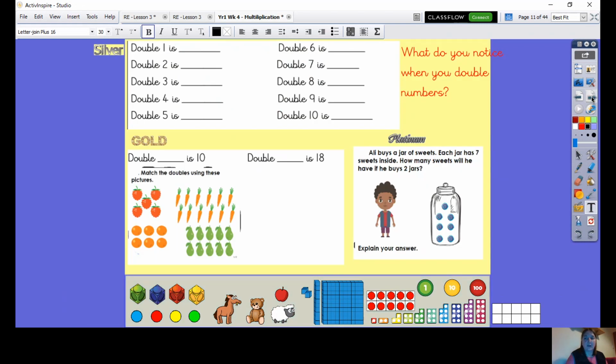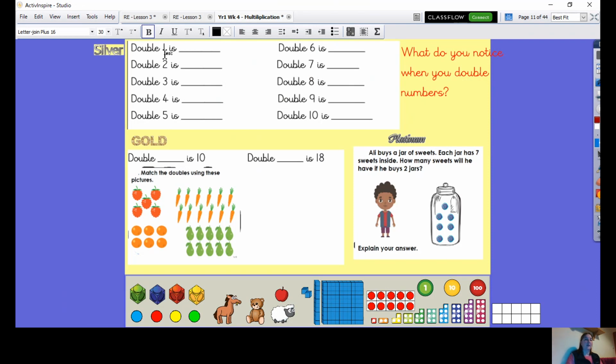So let's have a little look at your work this morning. There is quite a lot in the silver, so don't worry if you don't get onto the gold and the platinum, but the silver basically is just doubling all these numbers. Now, lots of you may already know that, and we'll whiz through that. If you're not sure, then get some objects and see if you can work out what double 1 is, double 2 is. Okay, so remember that doubling is adding the same number twice.